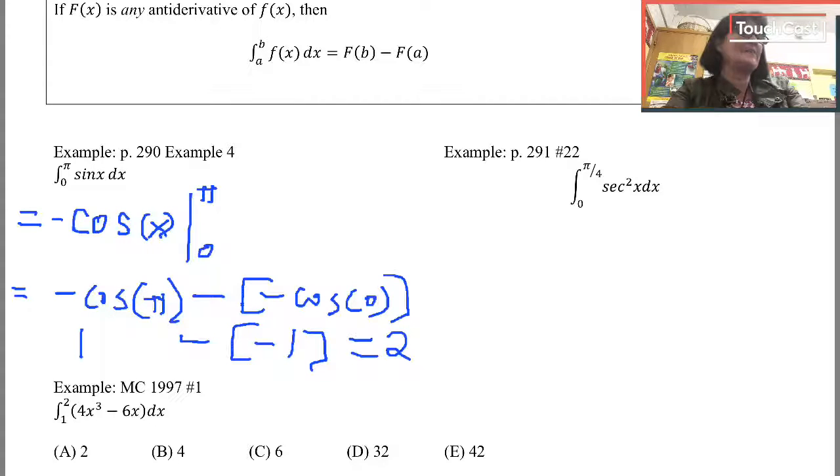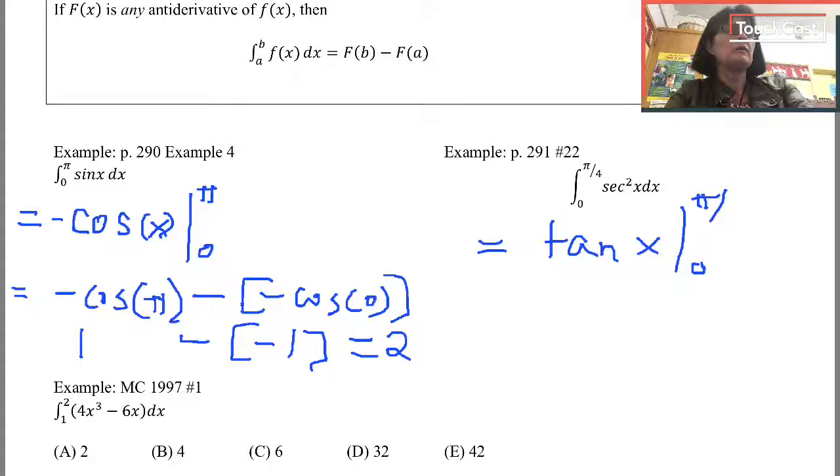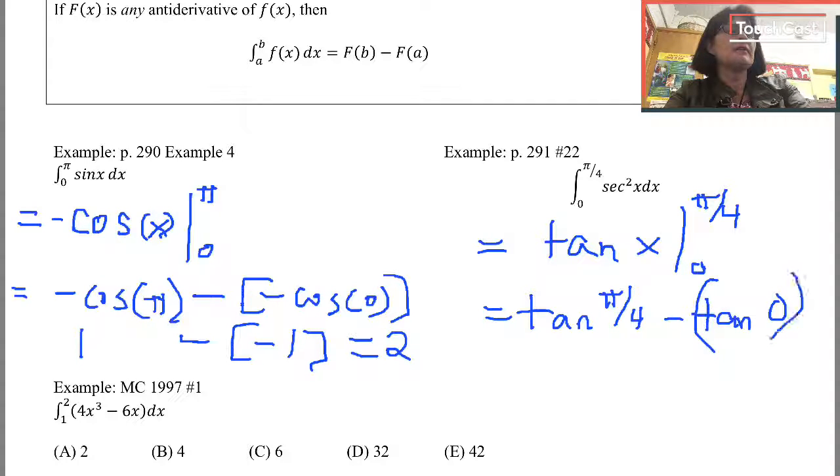For this next one, an antiderivative for secant squared is tangent. So the integral from 0 to pi over 4 of secant squared x dx is tangent x evaluated from 0 to pi over 4. And that's going to be tangent of pi over 4 minus tangent of 0. There I am following my own advice and putting the big parentheses around that. Well, tangent of pi over 4 is 1. Tangent of 0 is 0. And the answer here is 1.